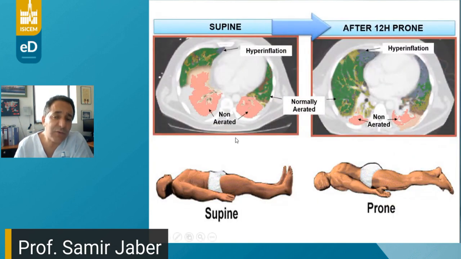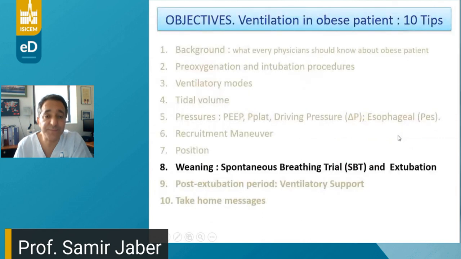One of the major actions is probably the recruitment, as you see this in supine position. In the green part is the normally aerated part of the lung, and in the red part is the atelectasis. After 12 hours of prone position, this is personal data, we showed an increase of the normally aerated green part of the lung and a decrease of atelectasis, which means alveolar recruitment using the prone position.